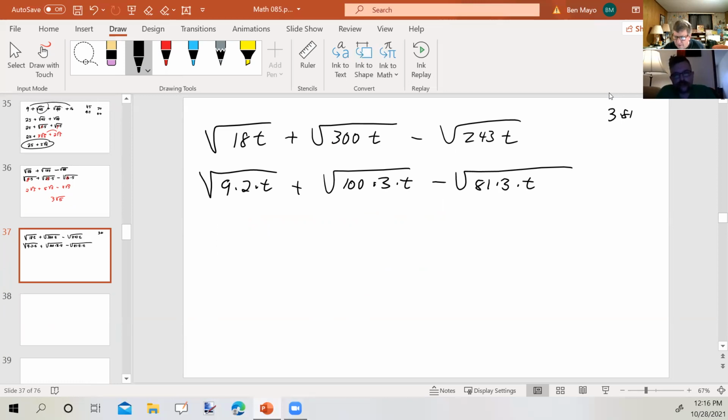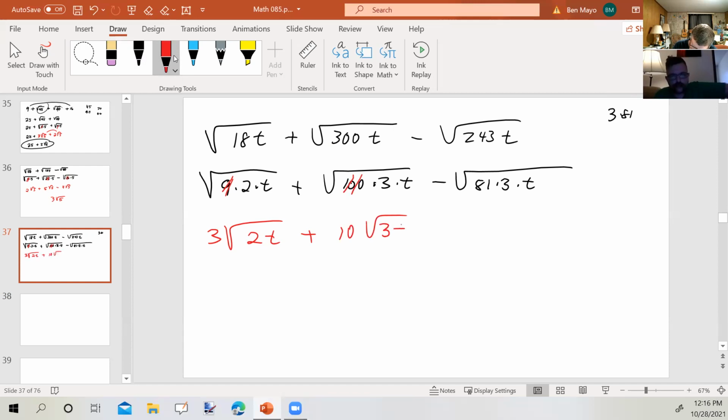Yeah, okay. And again, I kind of skipped over how I got there, but so I've got squares and leftovers, right? Okay. The square root of 9 is 3, so I've got 3 square roots of 2t plus the square root of 100 is 10 square roots of 3t minus the square root of 81, 9 square roots of 3t.